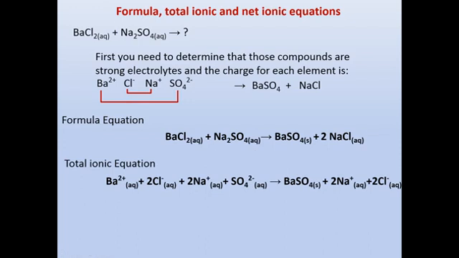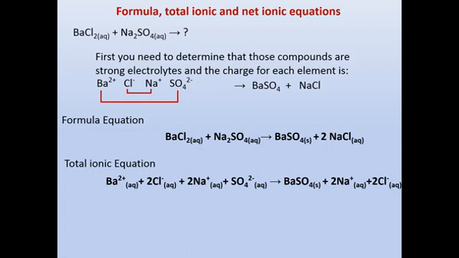Then we want to split up the strong electrolytes into their ions. Barium chloride is soluble in water, so it will dissociate into barium 2 plus ions, and there will be 2 chloride ions. Sodium sulfate is soluble, so it will dissociate into 2 sodium ions and 1 sulfate ion, which has a 2 minus charge. In the product, barium sulfate is a solid, so it's insoluble and stays as the molecular formula. We don't break that up into ions. Sodium chloride dissolves in water, so it's dissociated into 2 sodium ions and 2 chloride ions. That is our total ionic equation.